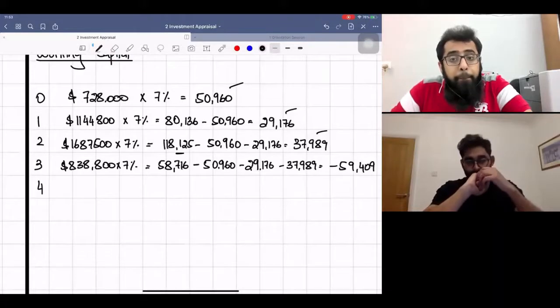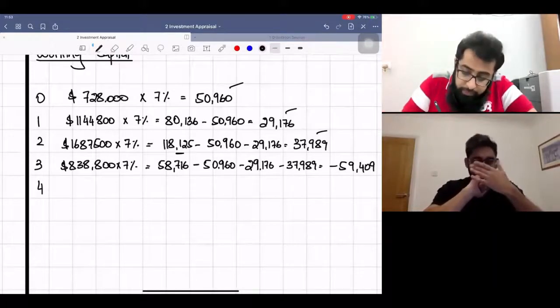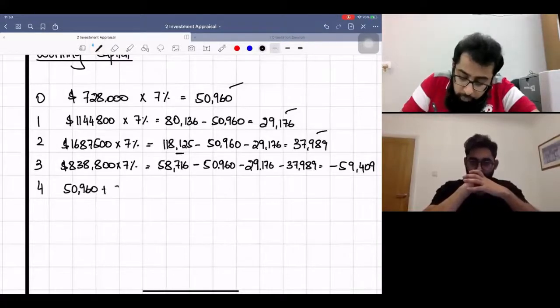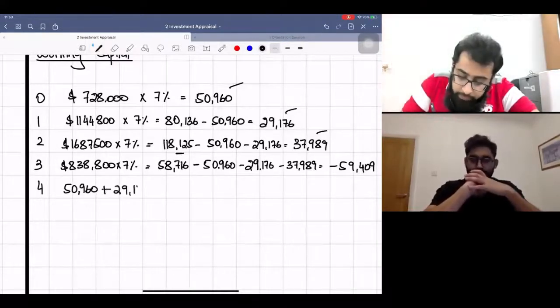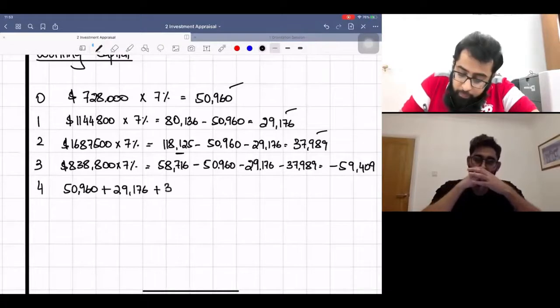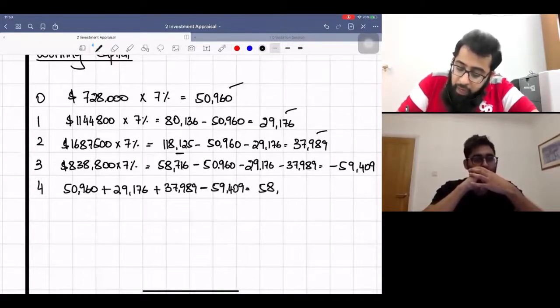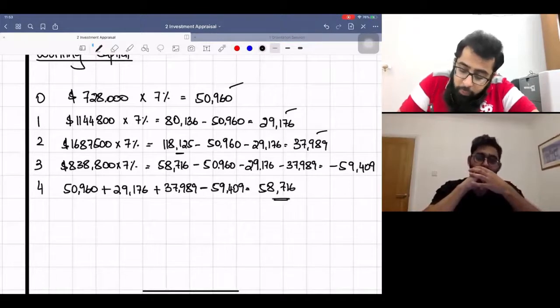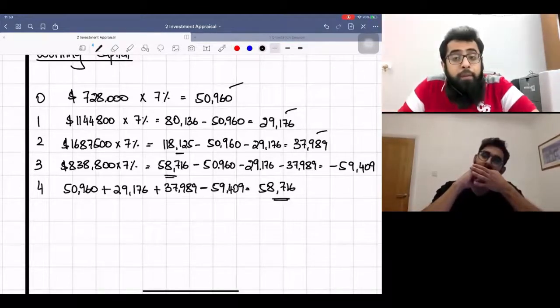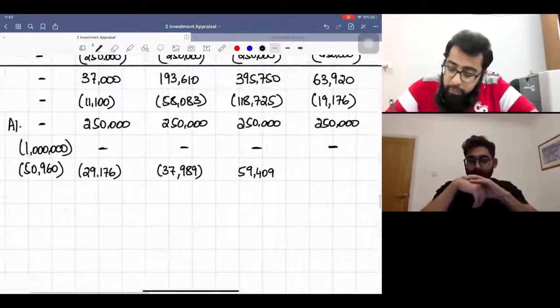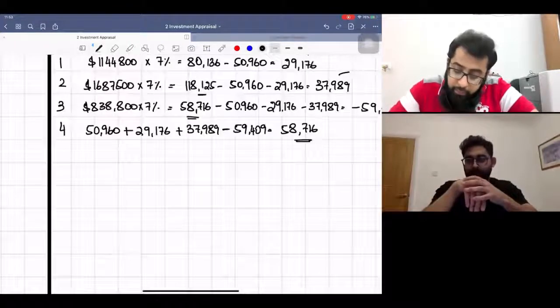Okay? How much is the amount invested? 50960 plus 29176 plus 37989 minus 59409. So 58716 was the working capital invested amount. Okay, now this is assumed to be recovered at the last year, 58716.